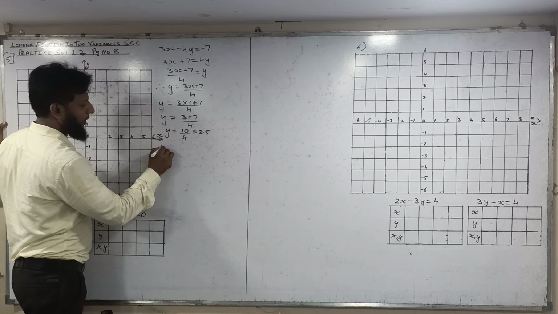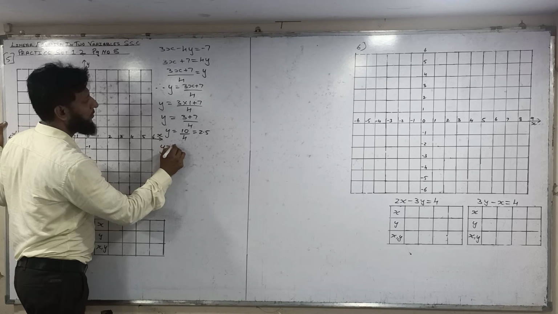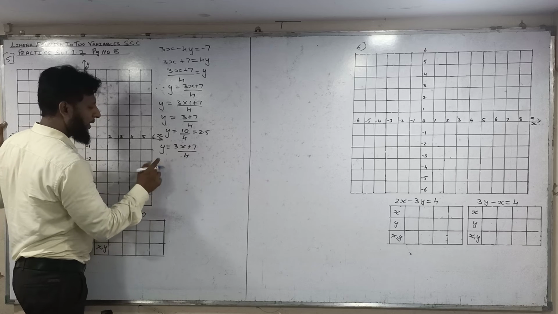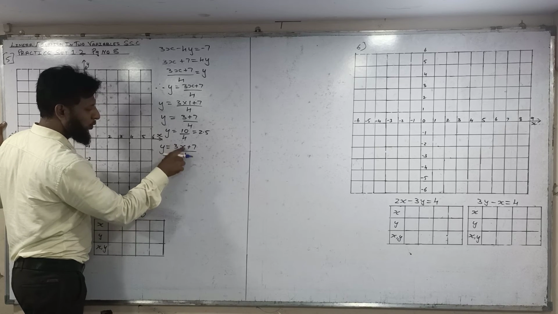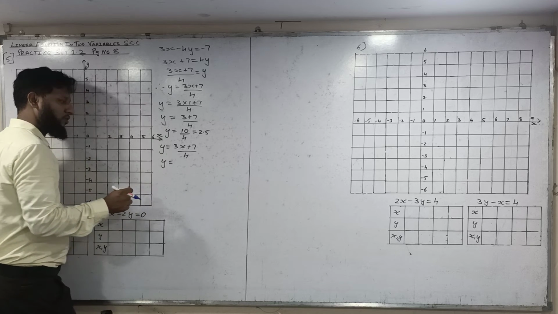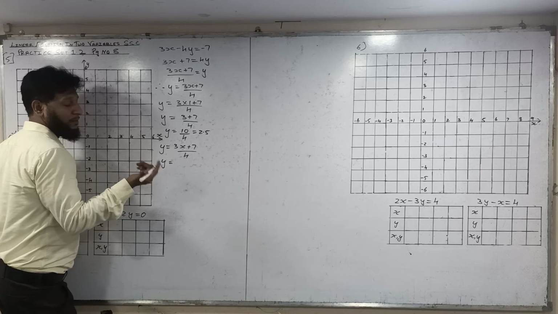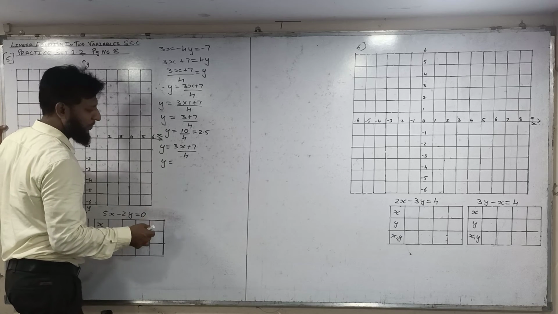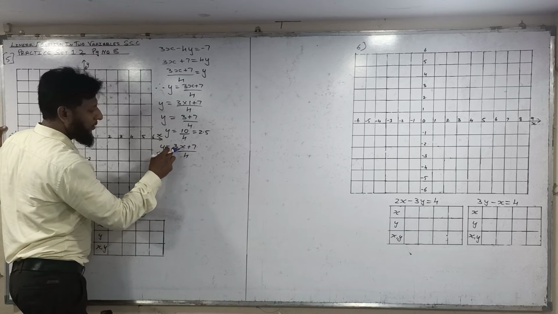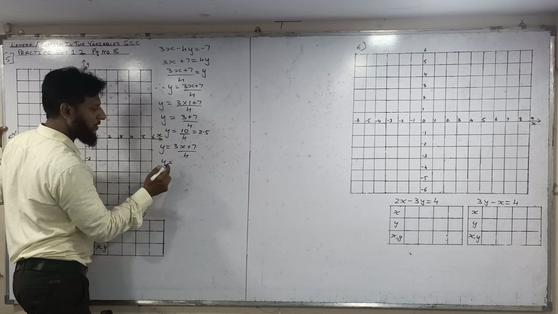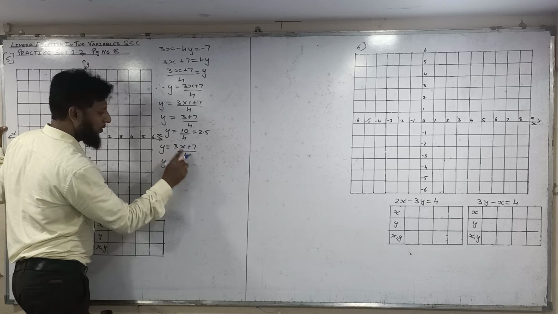Next, y is equal to what? 3x plus 7 upon 4. When I take 2, 3 2s are 6, 6 plus 7, 13. So 13 exactly, we will get at least 2 decimals. So we will not take 2. 3 3s are 9 plus 7 gives you 16. So we will take 3.